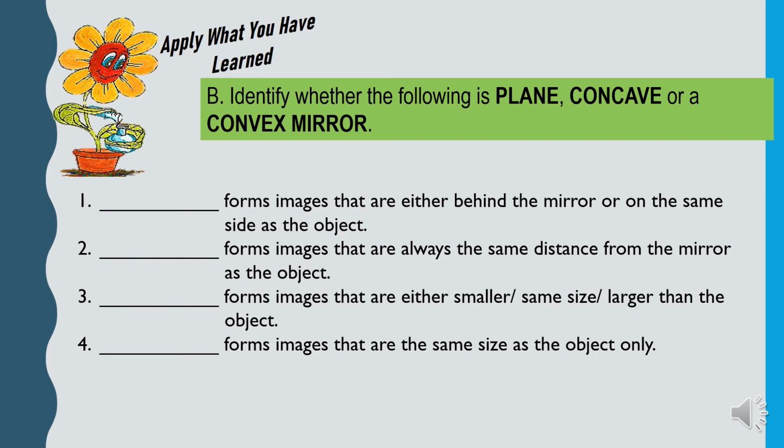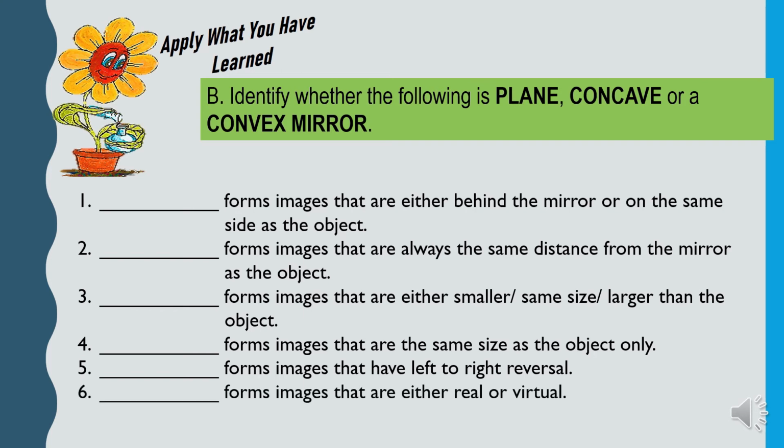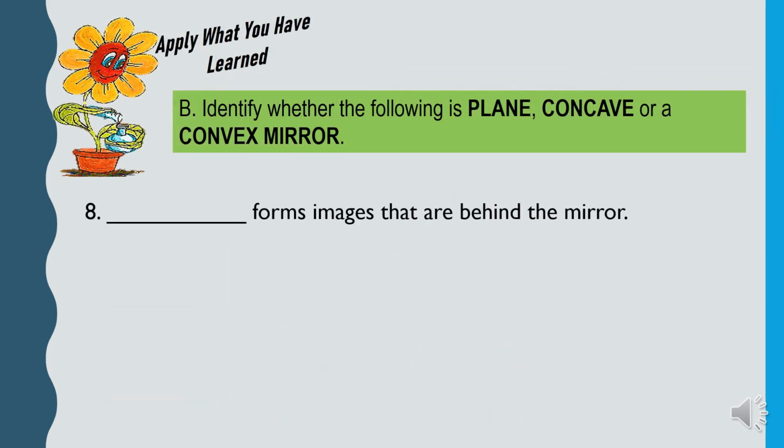4. Blank forms images that are the same size as the object only. 5. Blank forms images that have left to right reversal. 6. Blank forms images that are either real or virtual. 7. Blank forms images that are upright or inverted. 8. Blank forms images that are behind the mirror.